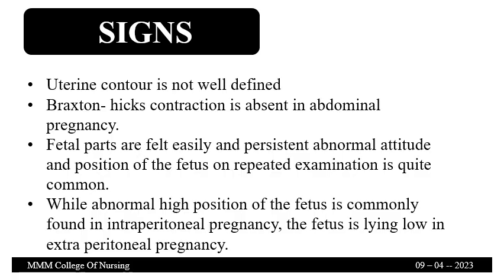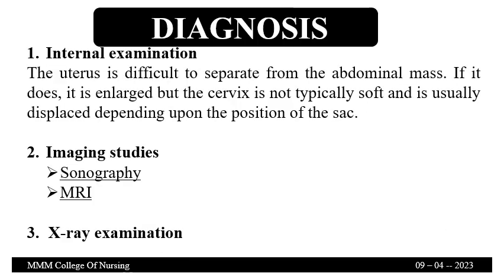Ultrasonography confirms the diagnosis. Diagnosis here: when you do an internal examination, that is per vaginal examination, the uterus is difficult to separate from the abdominal mass. If it does, it is enlarged, but the cervix is not typically soft and is usually displaced depending upon the position of the sac. Imaging studies, ultrasonography and MRI can be done, and X-ray examination can be done.